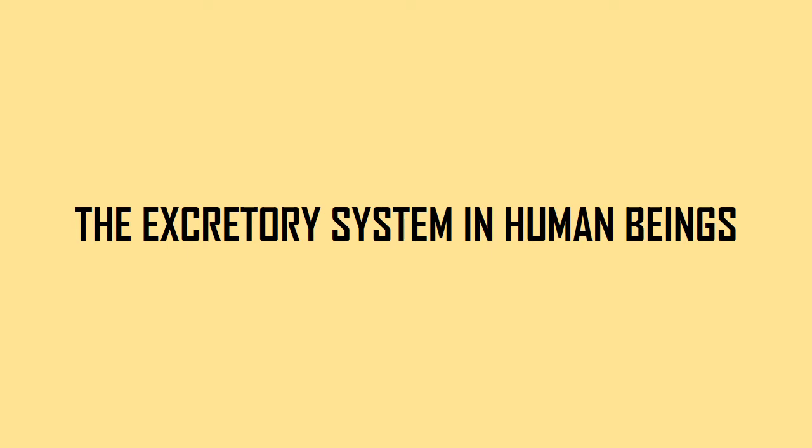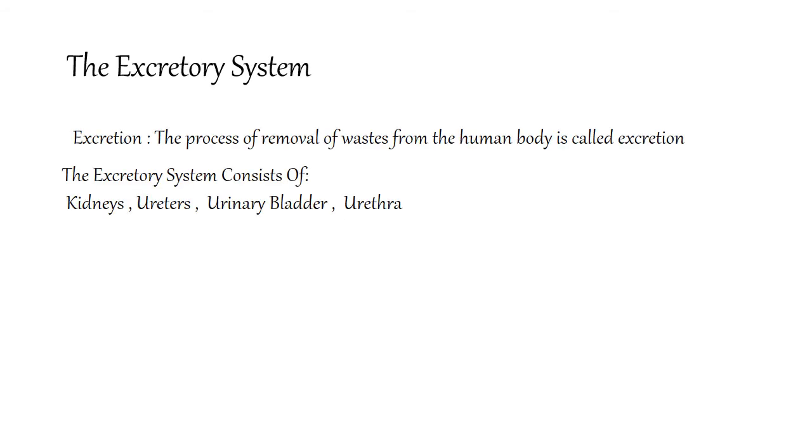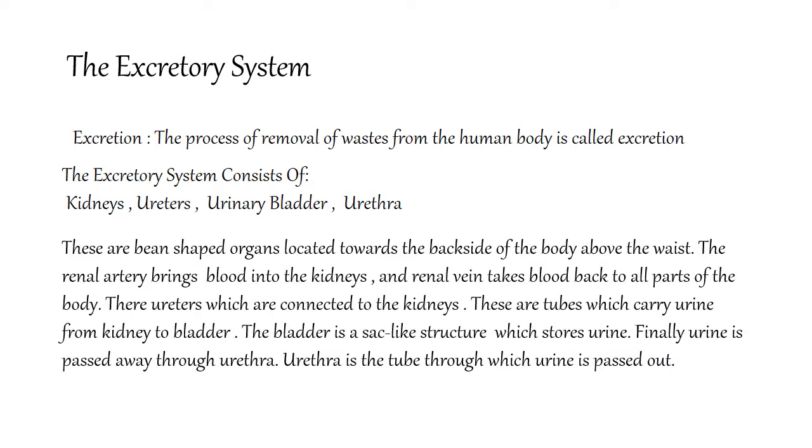Today I would like to explain the excretory system in human beings. Now let's know about the excretory system. Excretion. The process of removal of waste substances from the human body is called excretion. Any waste is toxic chemical and thus it needs to be removed from our body, or it may be very harmful for our body. The excretory system consists of kidneys, ureters, urinary bladder and urethra. Let's know more about these organs.